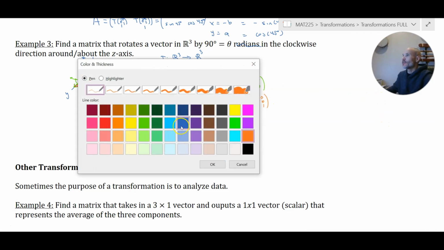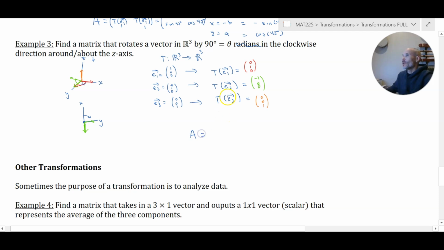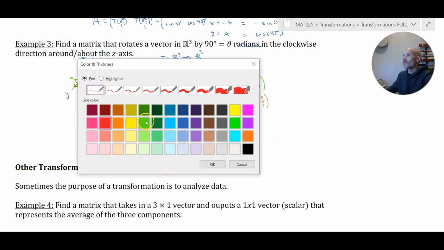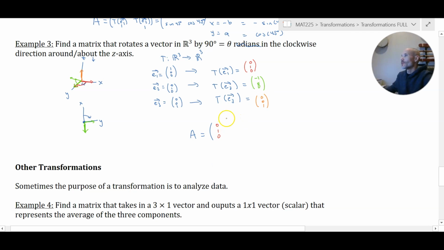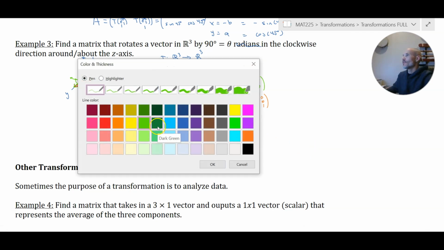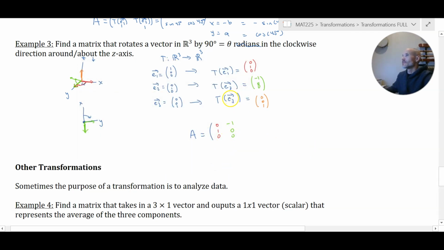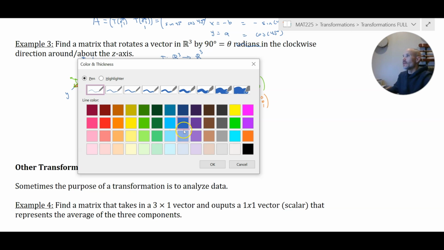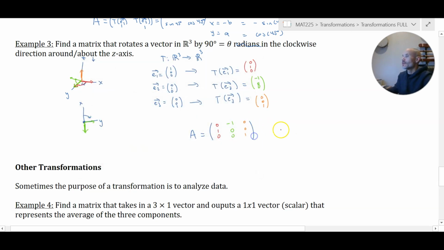And so what we know from the transformation theorem is to form the A matrix, we have to take as the first column the transformation of E1, which was the vector 0, 1, 0. As our second column, it'll be the transformation of E2, which became negative 1, 0, 0. And the third vector, which was 0, 0, 1, remained the vector 0, 0, 1. And so there is our transformation matrix. And so if we feed this guy any vector, then it should rotate it 90 degrees.